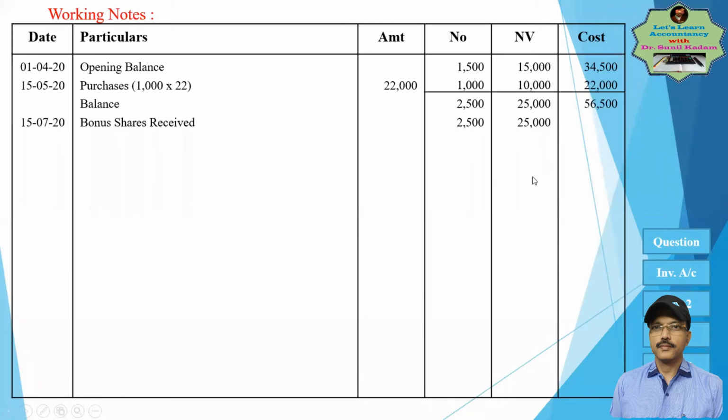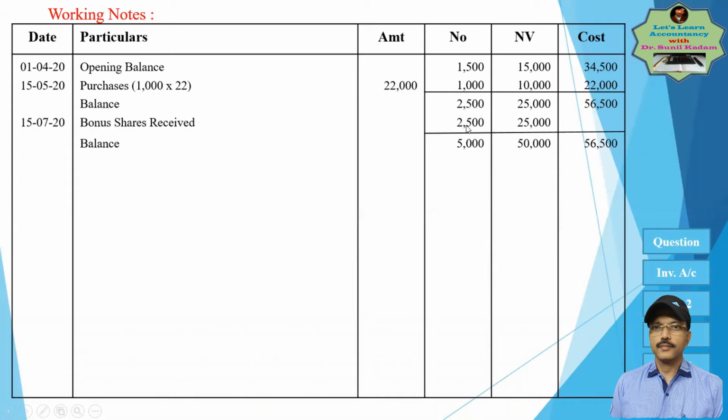After the bonus shares, the balance available is a total of 5,000, and the nominal value is 25,000. Sorry, the cost is 56,500. Now let me tell you, friends, before the bonus, for a nominal value of 25,000, the cost was 56,500. But after the bonus, the nominal value is 50,000 and the cost is 56,500. That's the difference before and after the bonus.